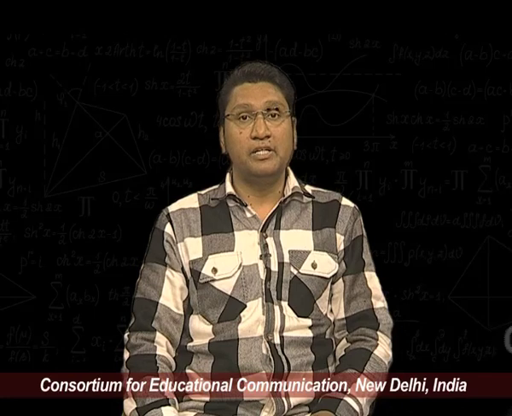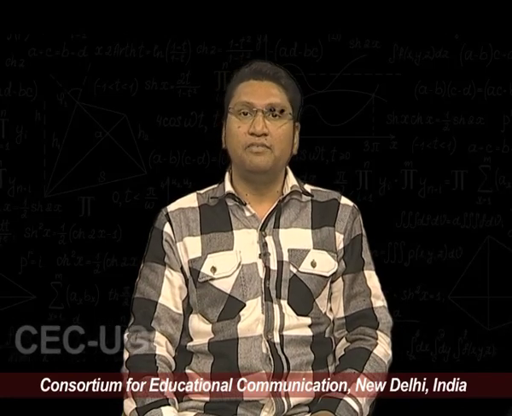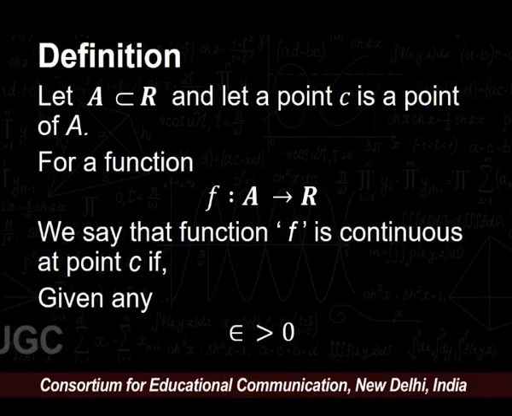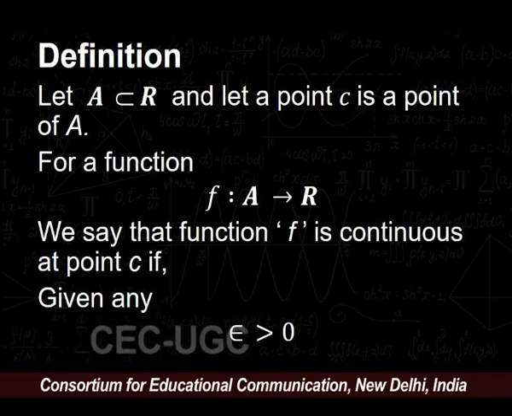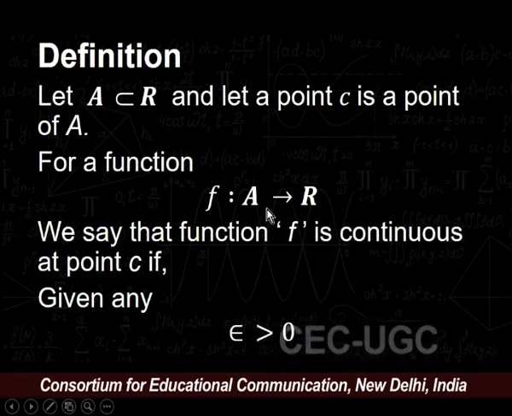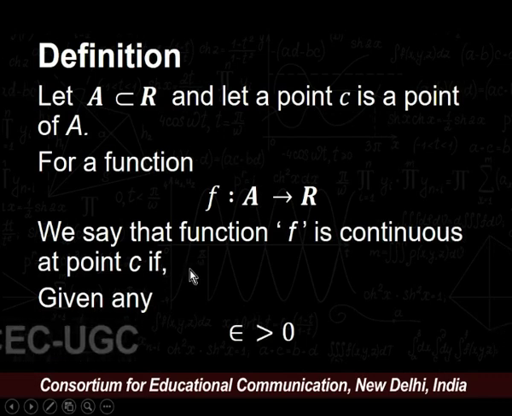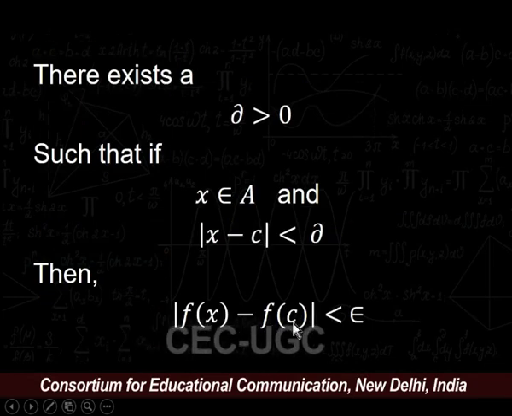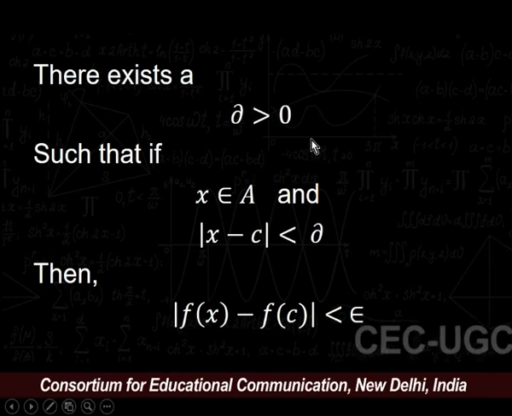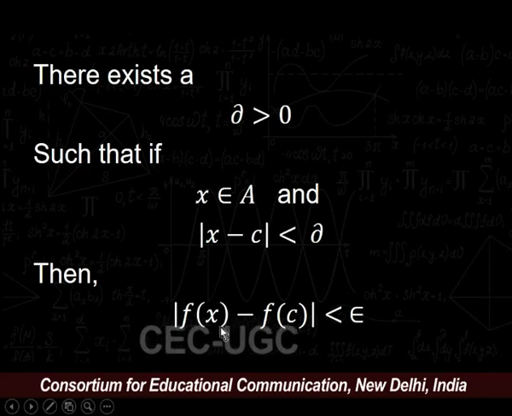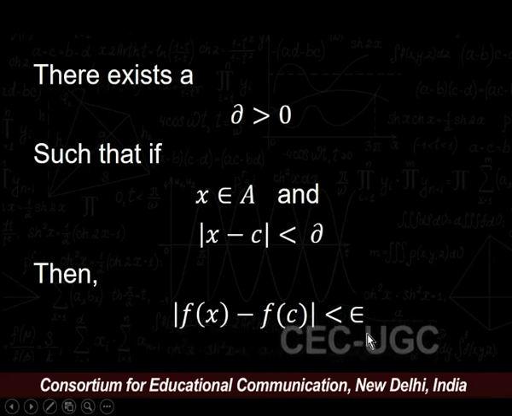So, to understand the definition of uniform continuity, let us recall the definition of a continuous function. Let A be a subset of R and let c be a point of A. For a function f defined from A to R, we say that f is continuous at the point c if for any given epsilon greater than 0, there exists a delta greater than 0 such that if x belongs to A and modulus of x minus c is less than delta, then modulus of f of x minus f of c is less than epsilon.